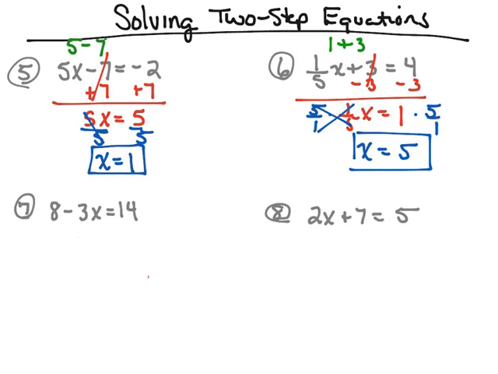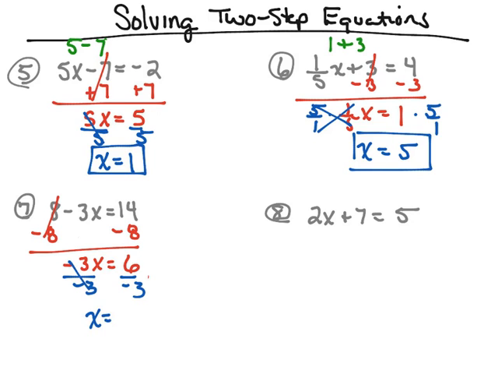Alright, so let's go ahead and go on to the next one here. Here we have 8 minus 3x is equal to 14. The first thing we're going to do on this one is subtract 8 from both sides. So that's gone. Negative 3x is equal to, if I subtract 14 minus 8, 14 minus 8 is going to be a 6, positive 6. The next thing I'm going to need to do is divide by negative 3. And 6 divided by negative 3 would result in a negative 2. Therefore, my solution is negative 2.